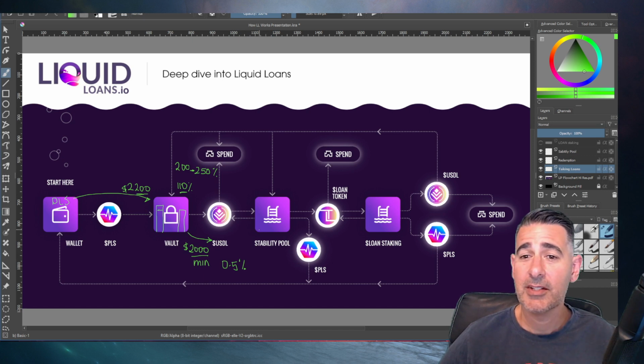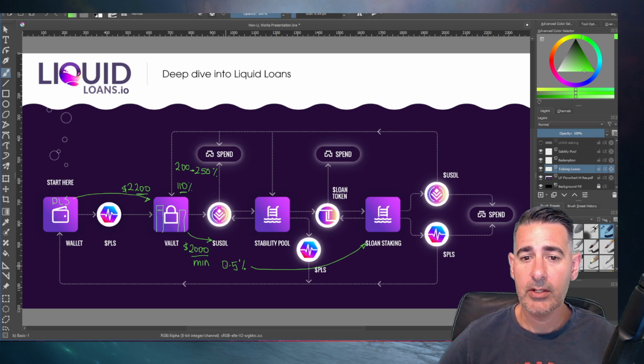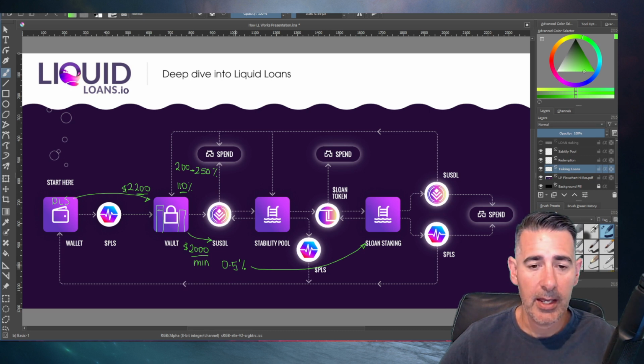So when we quickly discussed the loan token before, we said it earns fees. So when this loan's taken out, those fees are sent back into the loan staking pool. That's where those fees go. So as an owner of the loan token, you actually get a yield based on how much the system's being used and how many loans are being taken out.